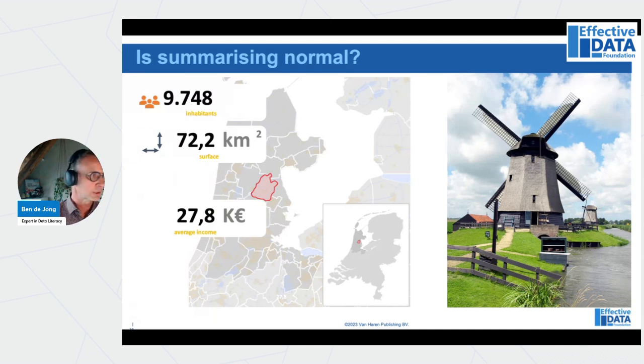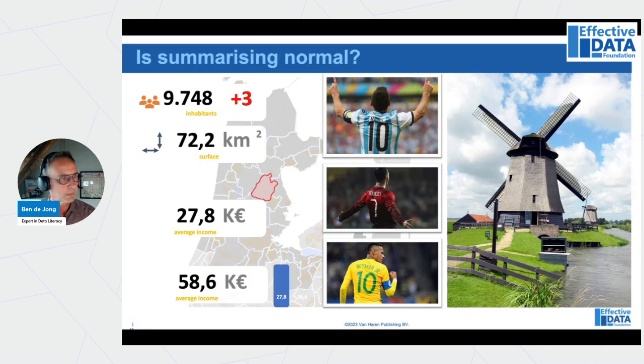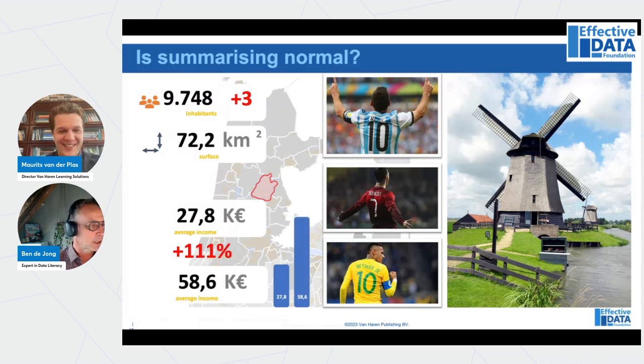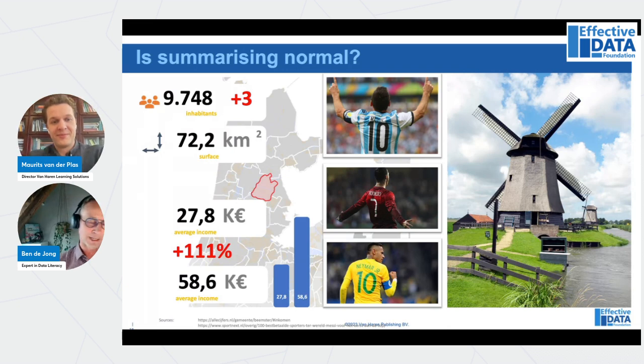I don't know if you heard the news, but there's something happening, and there are three people coming to the Beemster. Three famous people, Messi, Ronaldo, and Neymar, and that means the place to be. But the consequence is, as you see here, the average income will rise, because it will go from 27 to 58. So it's almost a doubling of the average income. So you see, three young men are coming, and I can say young men.